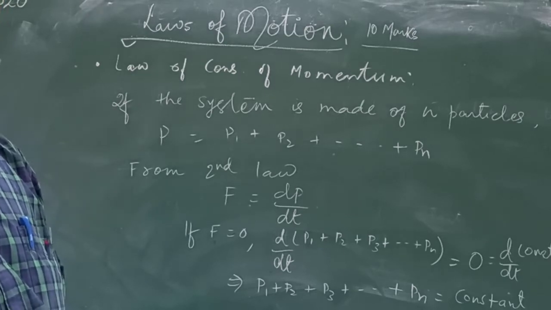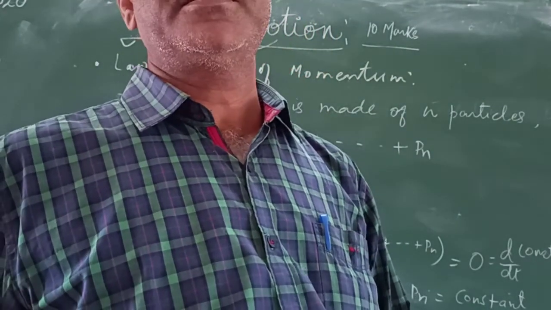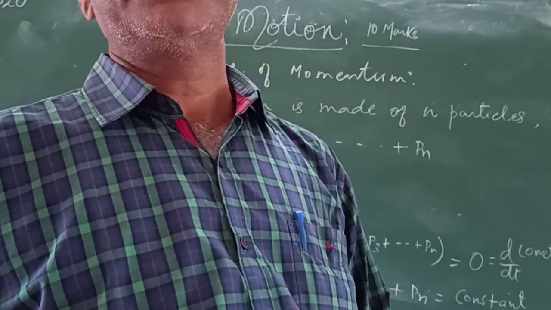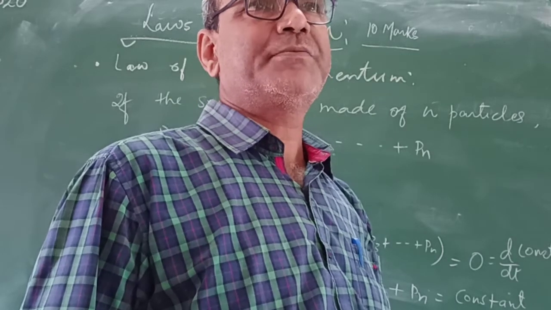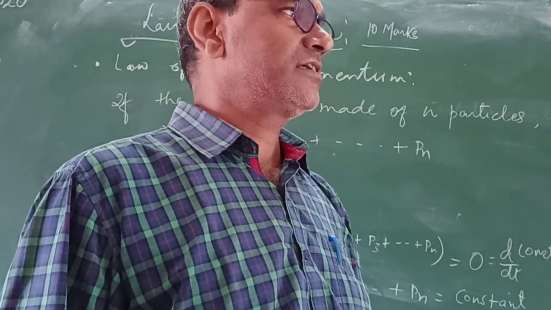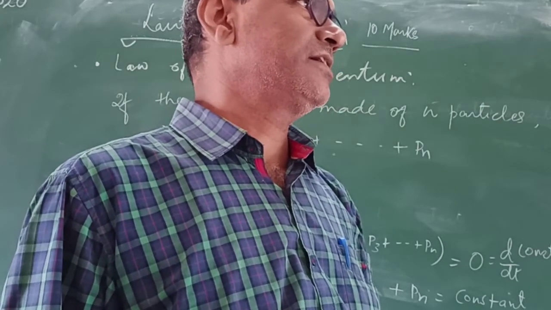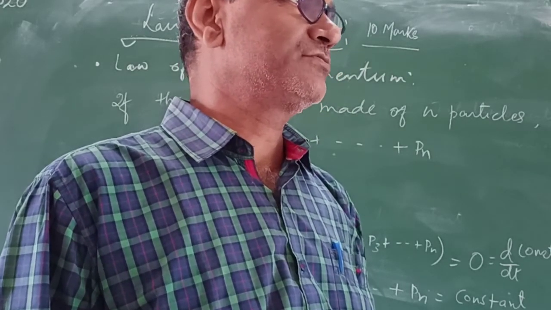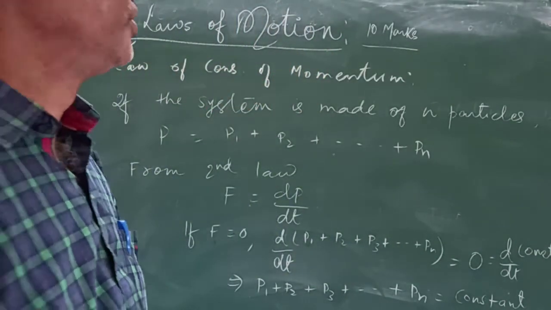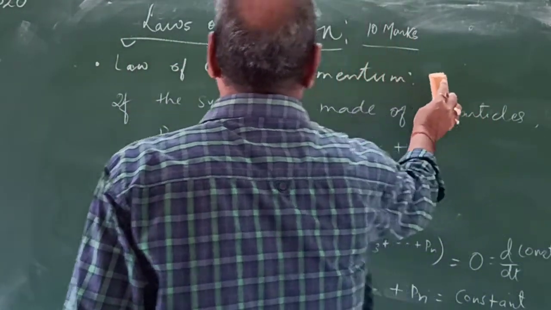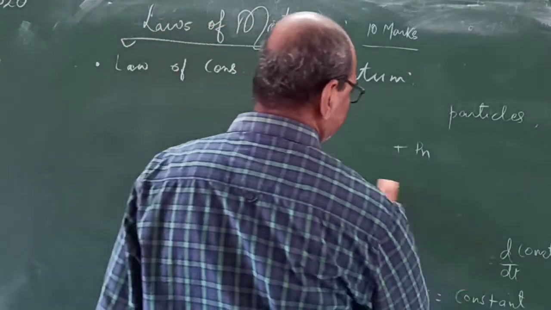It can also be proved on the basis of the third law of motion. It is also based on Newton's third law of motion. All of you know Newton's third law of motion: to every action there is an equal and opposite reaction. If a body A exerts a force on body B, then body B also exerts a force on body A, equal in magnitude and opposite in direction. That's why action and reaction do not balance each other. For this we can write the statement.